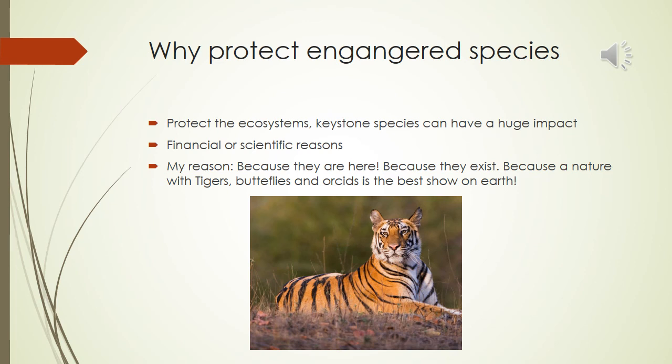Once they're gone, they're gone. Once we lose a species for good, it's not coming back. If we kill off all tigers, there will never be any more tigers. If we kill the last shark, we will never see another shark. And that is a huge loss. So I think the most important reason for protecting species is because they're here.